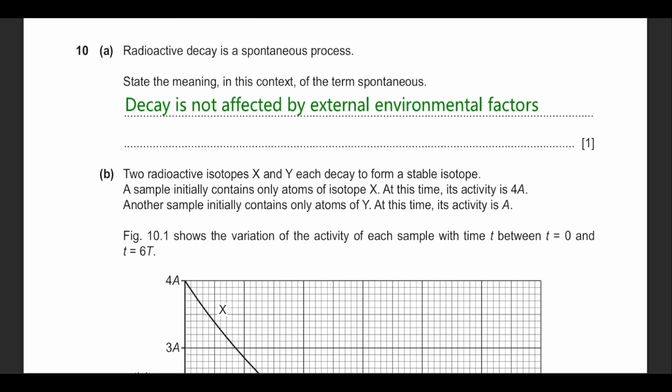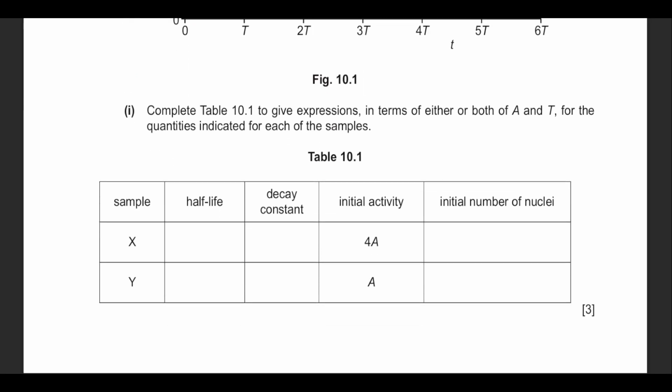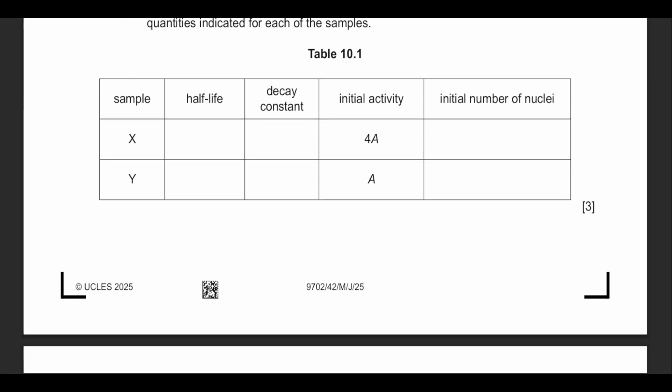Question number 10, he says, state the meaning of the term spontaneous. Yes, it happens on its own. It does not depend on the external environmental conditions. These are the initial conditions. These are given to you. He says, complete the table for the expressions.